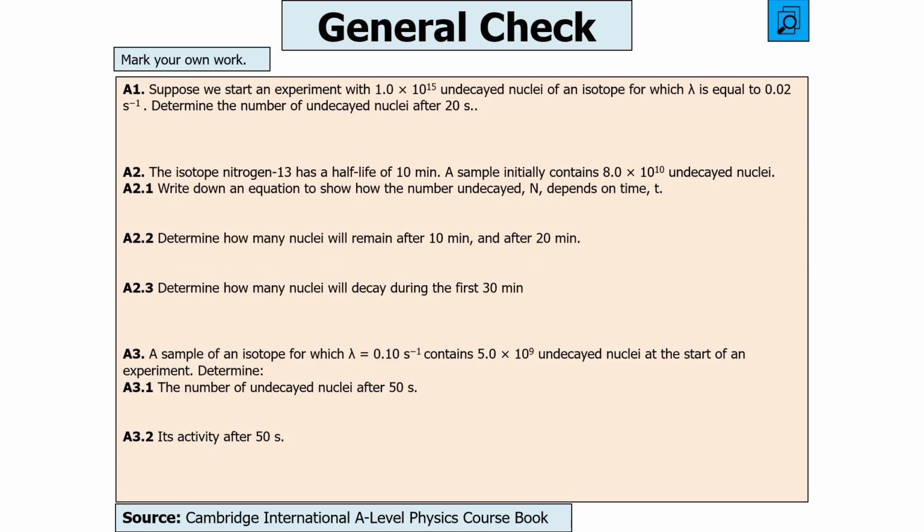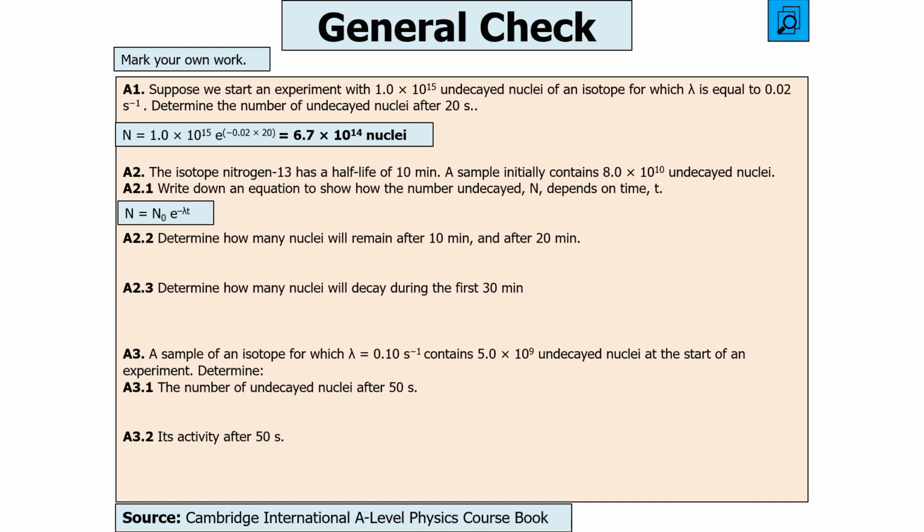Right, in this first one, we know that N is equal to N0 e to the minus lambda t. So therefore, it's 1 times 10 to the 15 times e to the power minus 0.02 times 20, the time. So therefore, you get 6.7 times 10 to the 14 nuclei. So I get our equation: N equals N0 e to the minus lambda t.